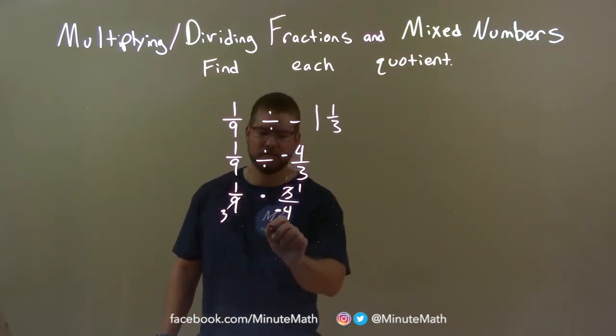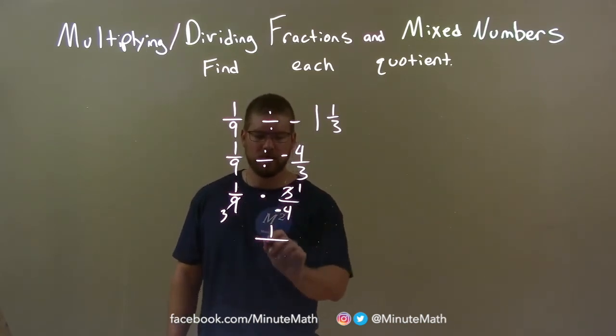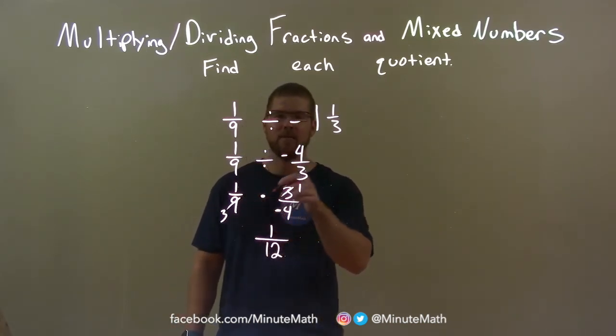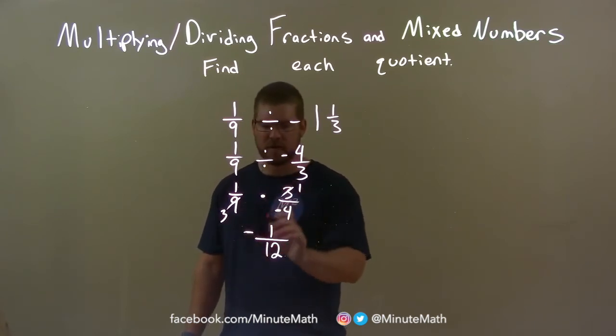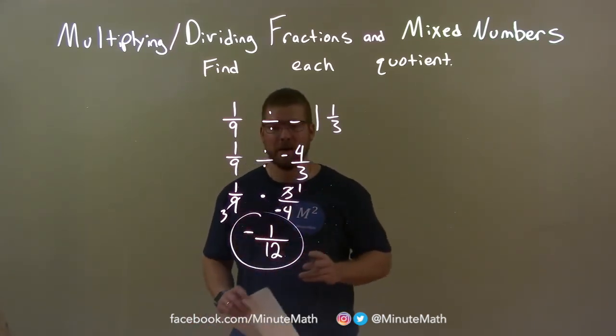1 times 1 is 1. 3 times 4 is 12. And a positive times a negative is a negative. So we have a negative here. Overall, negative 1/12 is our final answer.